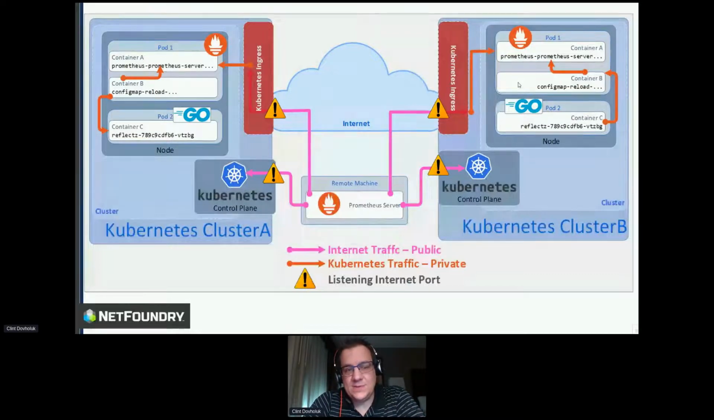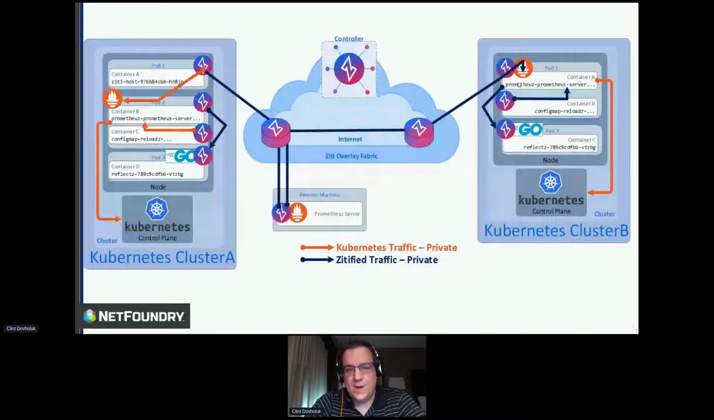Then we have Prometheus up there on both sides. And what Prometheus is doing is it's scraping that Go workload and providing the statistics for how many times it's been connected to, right? Very simple demo. What we'll end up doing is this. It looks a little more complicated because there's more stuff on it, more Ziti icons, but it's just to show you where the Ziti icons are.